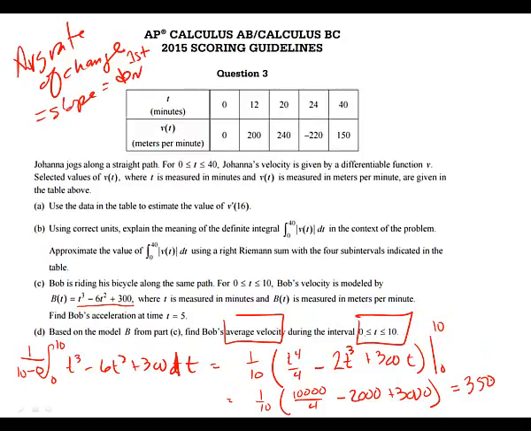I like 350. Now, I want you to look at what we're actually calculating here. It says we're calculating average velocity. What should my label be? Meters per minute. So meters per minute.